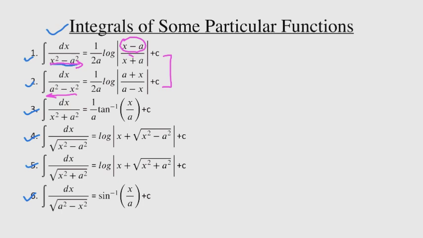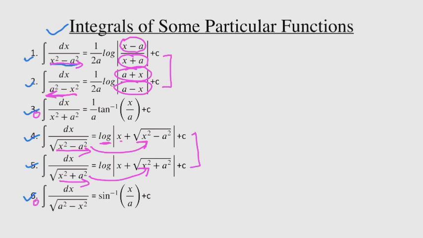Here it is x minus a upon x plus a, whereas in the second one, in a square minus x square, it is a plus x upon a minus x. Then I have grouped the 4th and 5th together. In the 4th and 5th, what happens is under the root you have again x square minus a square, and here you have x square plus a square, but the answer is similar. And in terms of log of x plus, do you observe that this term is same as this, and here in the 5th one what x is added to is also same as this.